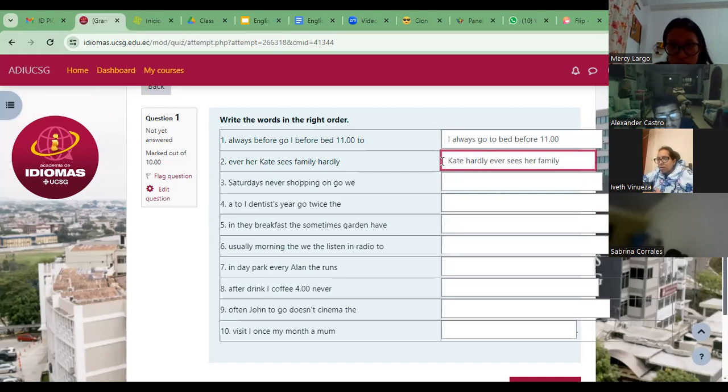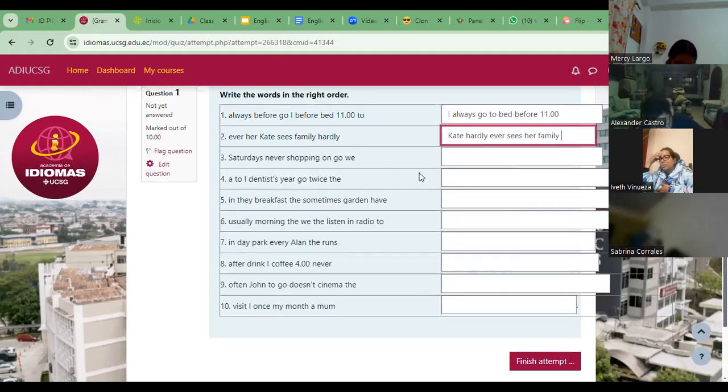Okay. Estos adverbios de frecuencia generalmente van antes del verbo. I always go to bed, mire como lo que estaba acá arriba. I always go to bed before 11 a.m. So usually it goes before the main verb. Siempre van antes del verbo. I never go to the park on Sundays. Ya, entonces siempre va antes. Kate hardly ever sees her family. Como que casi nunca los ve, ¿no? Okay, what about number 3?